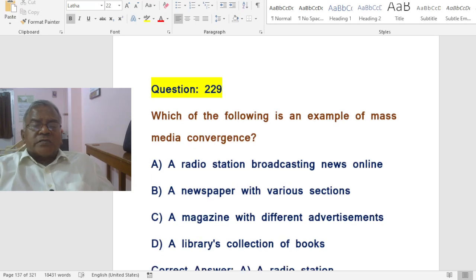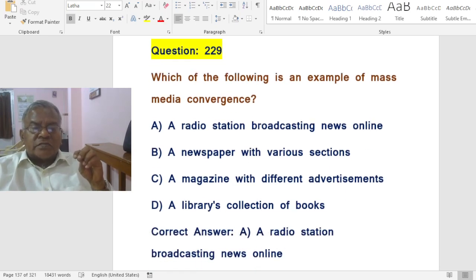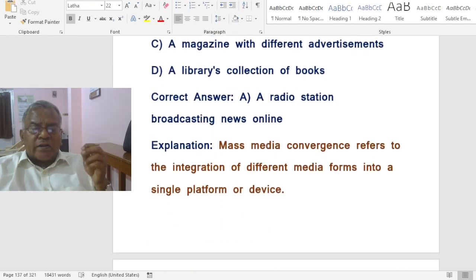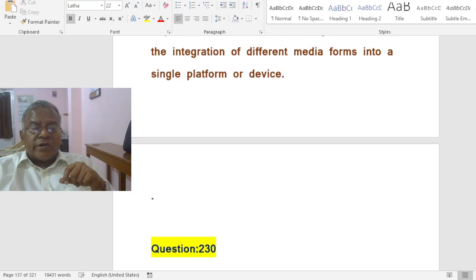Which of the following is an example of mass media convergence? That is a radio station broadcasting news online. Mass media convergence refers to the integration of different media forms into a single platform or device.